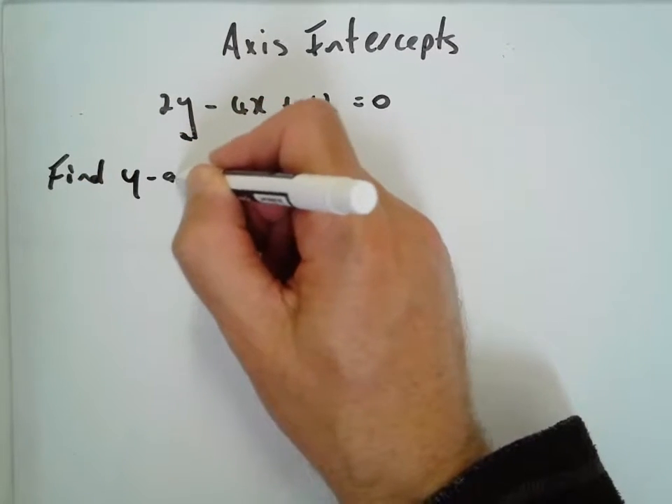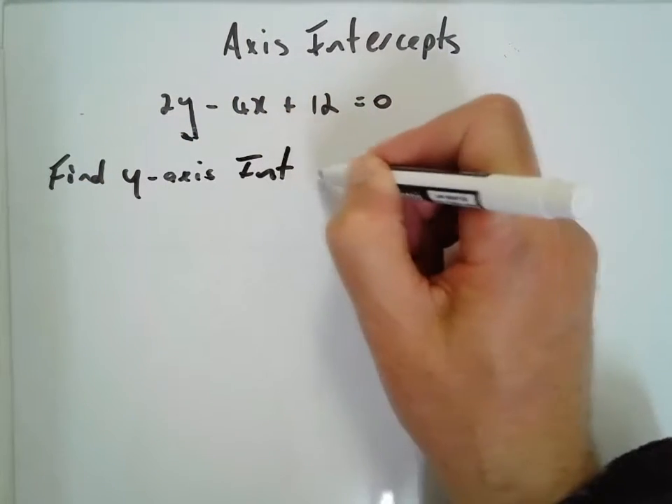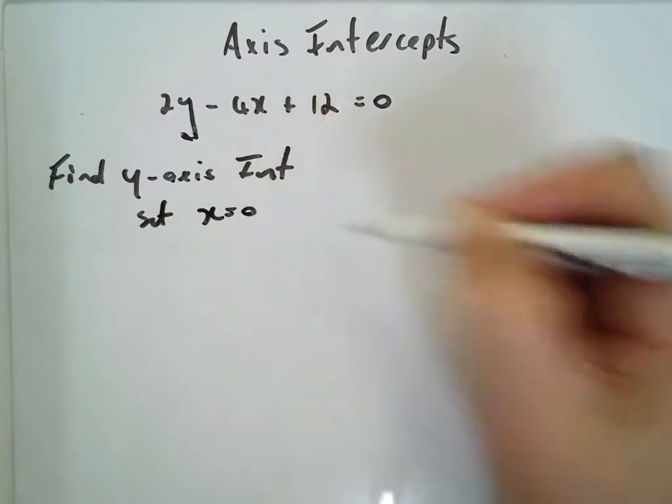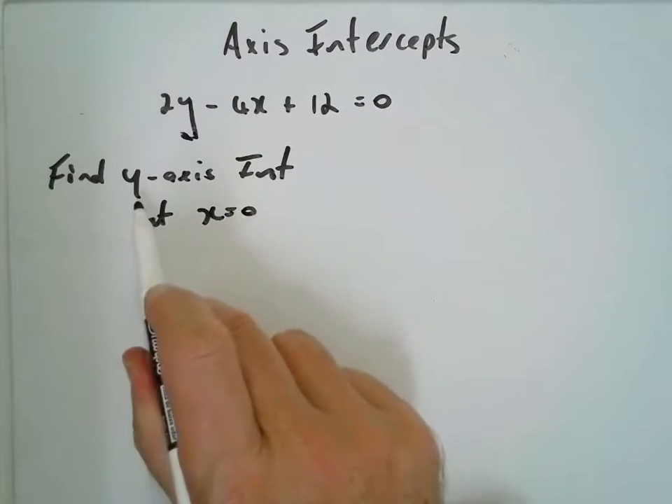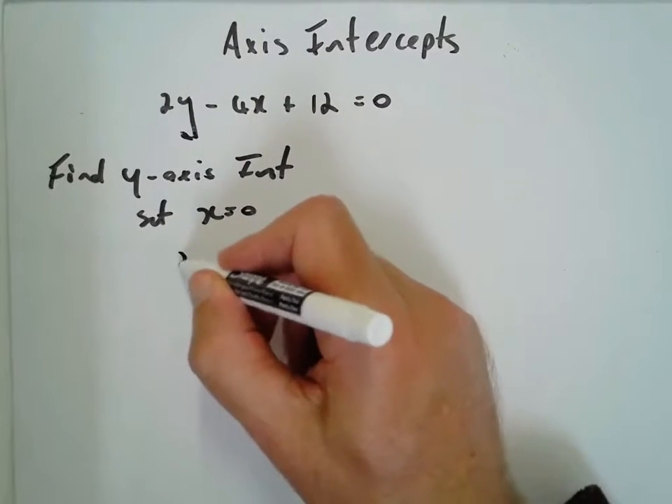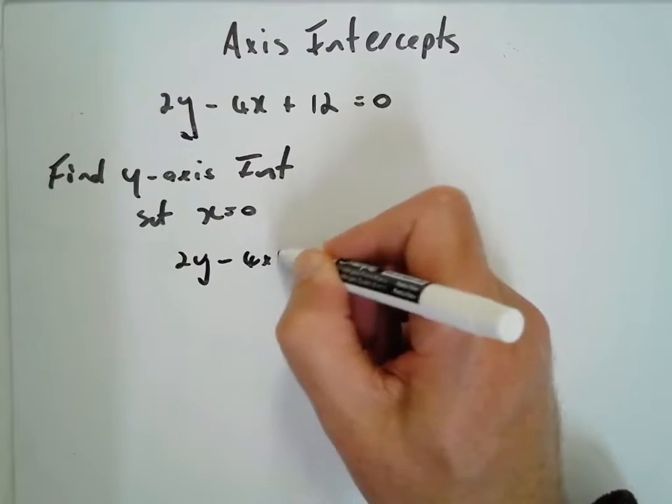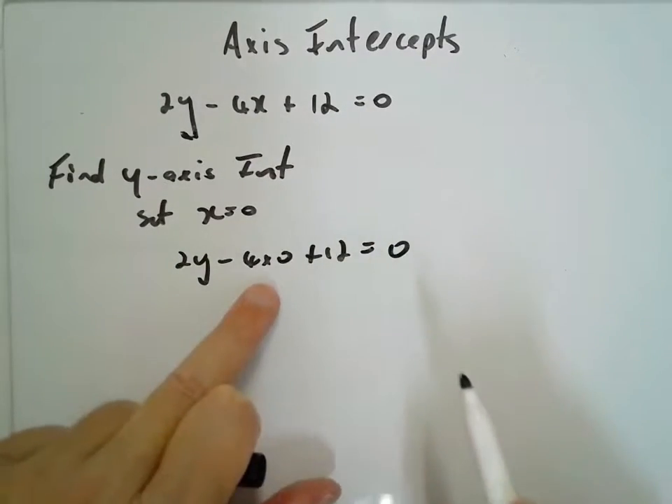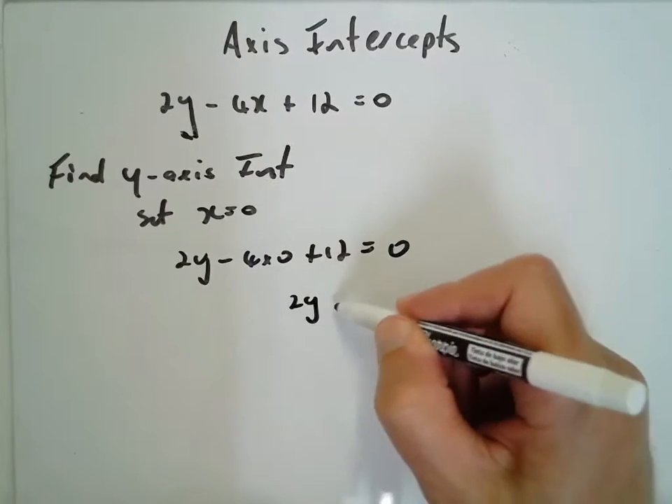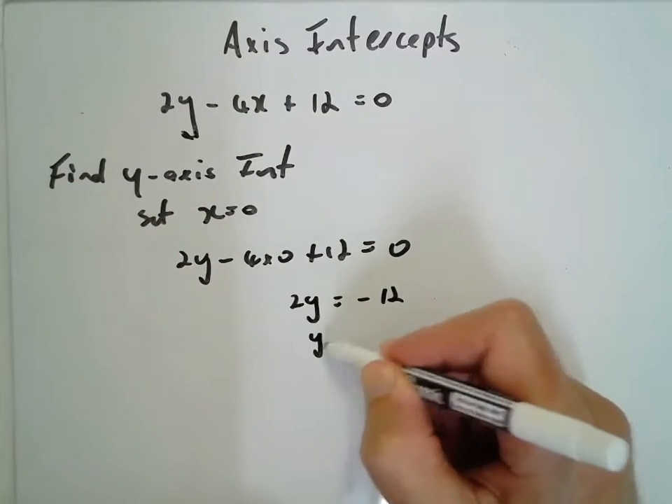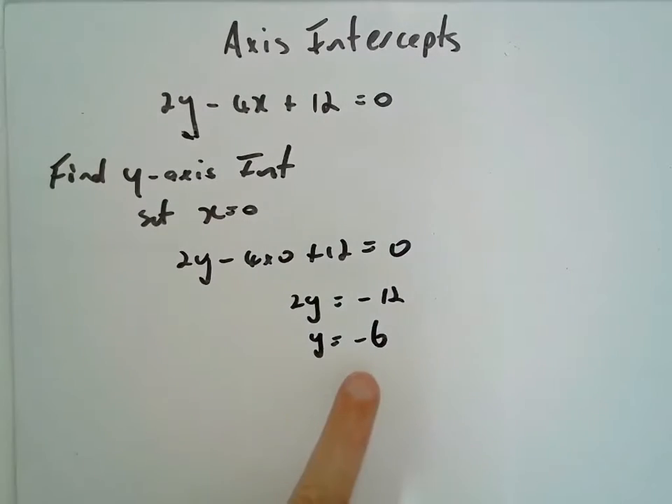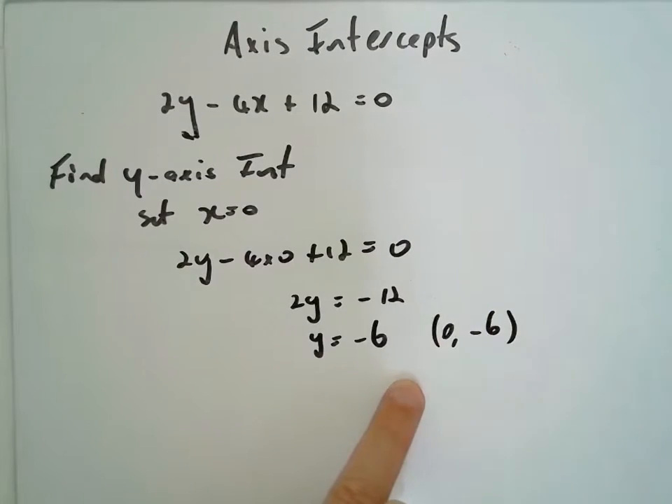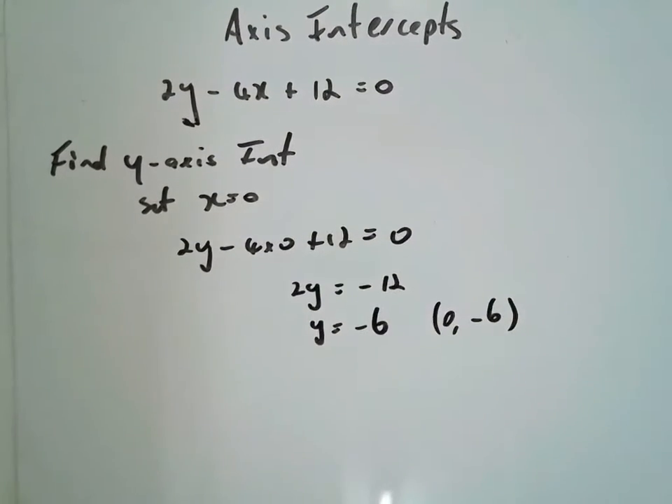So when we find the y-axis intercept, we're going to do that by setting x equal to 0. So y-axis intercept, set x equal to 0, and we're going to get 2y minus 4 times 0 plus 12. So that's just 0. 2y equals minus 12. y equals minus 6. So that's going to be the point 0, minus 6.